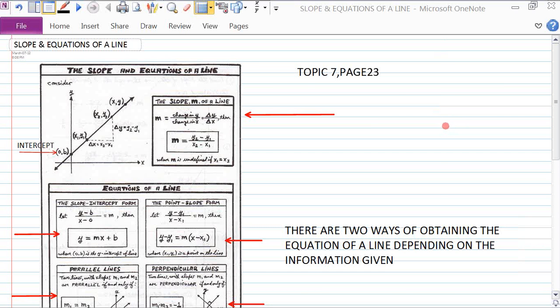So we're on page 23. We're starting topic 7, which is titled Slope and Equations of a Line. And we're going to break this down into basically 6 parts. One of the characteristics of a straight line is the slope, so we're going to look at the slope.